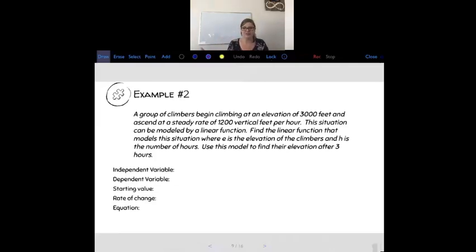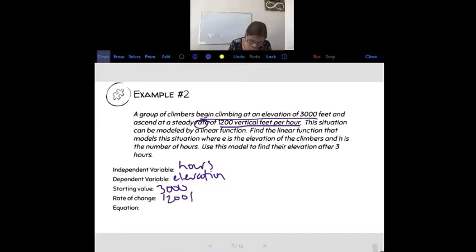So we have time, which is typically the independent variable. Another way you can look at this is in terms of vertical feet per hour. And so our dependent variable is their elevation, or how high up they are. So the independent variable is the number of hours. The starting value: they begin climbing at an elevation of 3,000 feet. So here we're starting at 3,000. And then they ascend at a steady rate. Rate is right there, that's your slope, of 1,200 feet per hour.